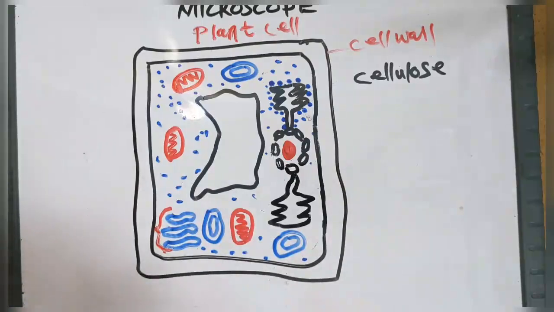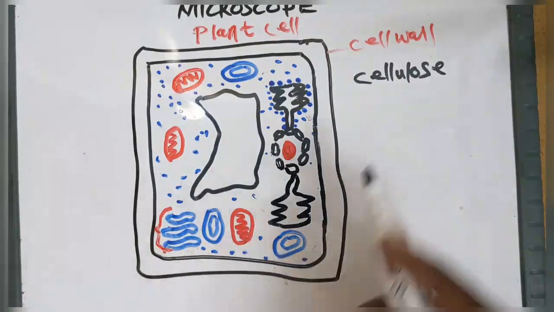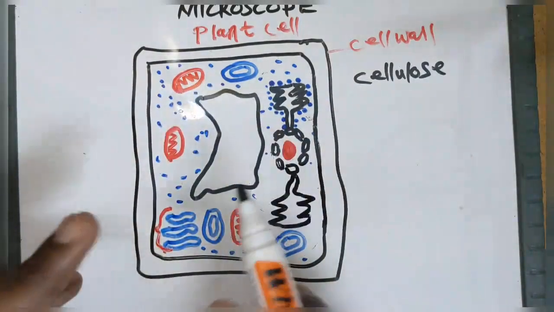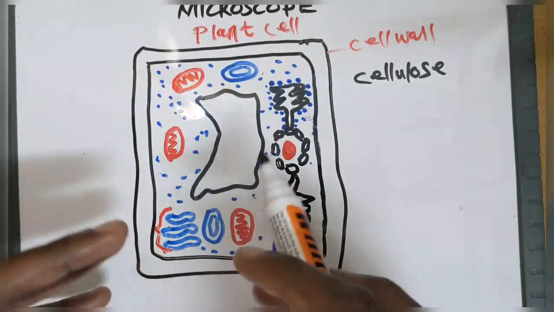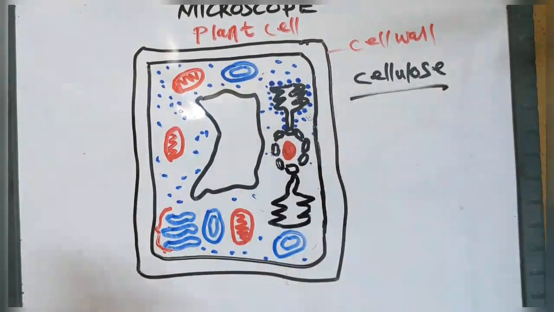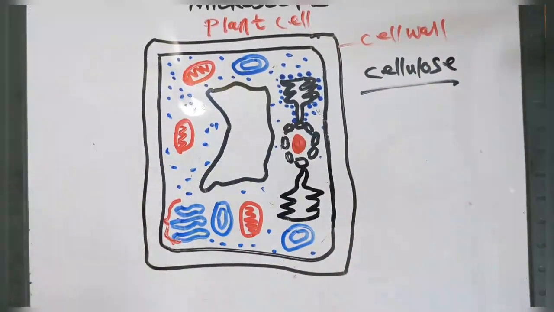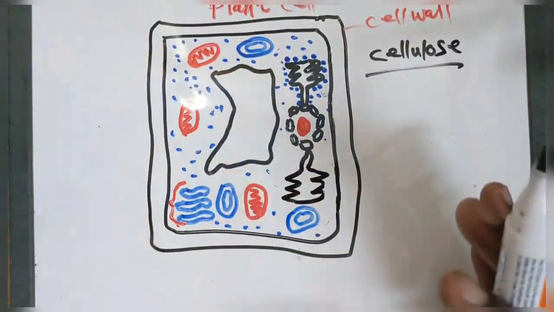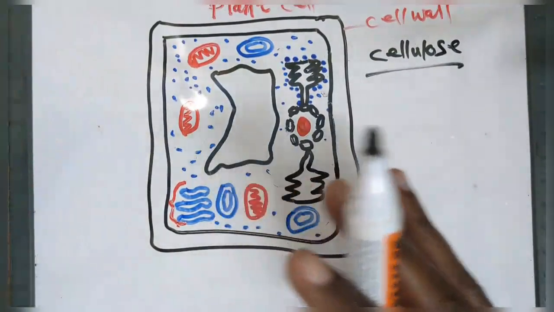There are a lot of damages that can be caused, and this is responsible for protecting the cell. The other thing is that it also protects the cell from bursting when it gains a lot of water. So a plant cell will not burst when it gets a lot of water, because of cellulose. It will just increase in size.